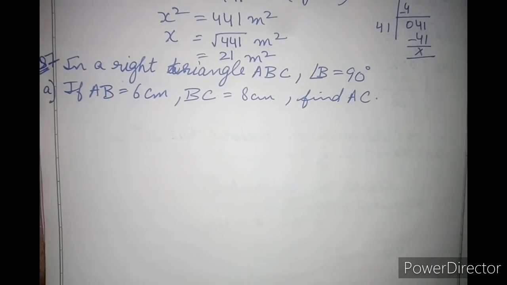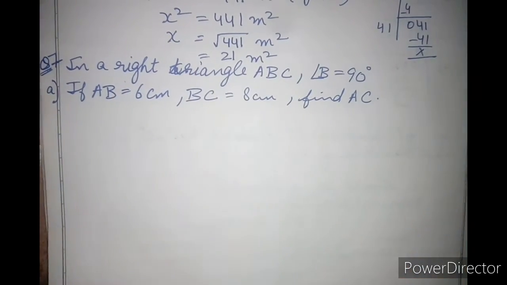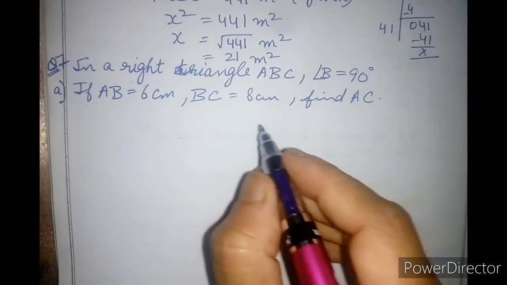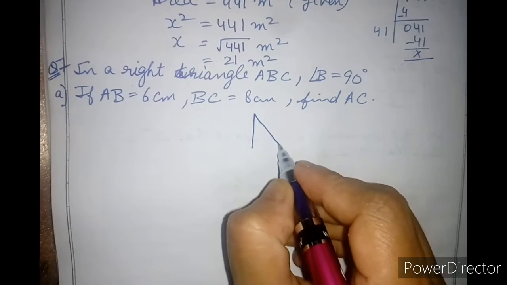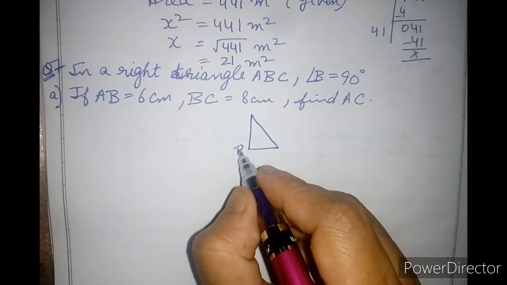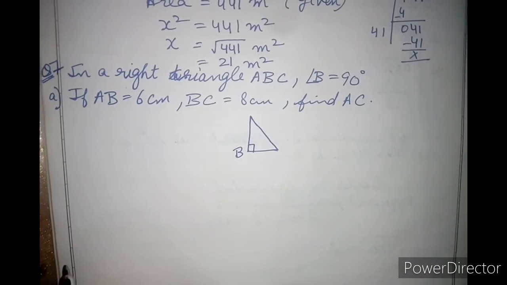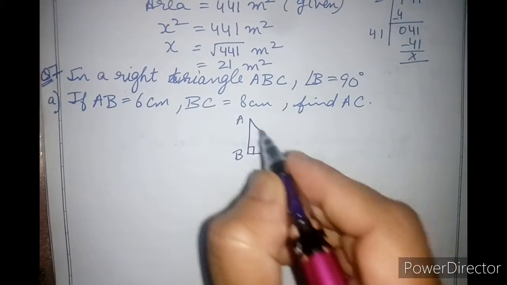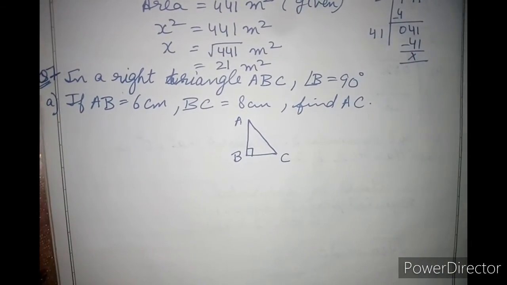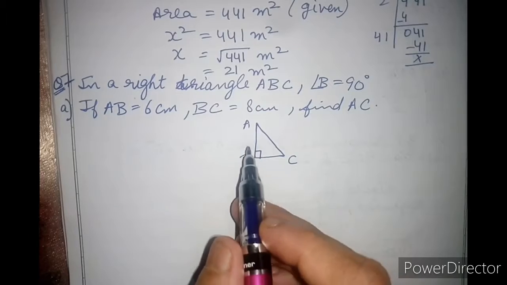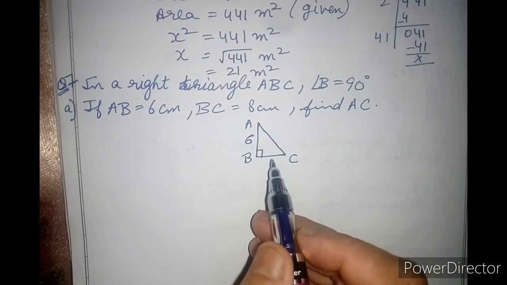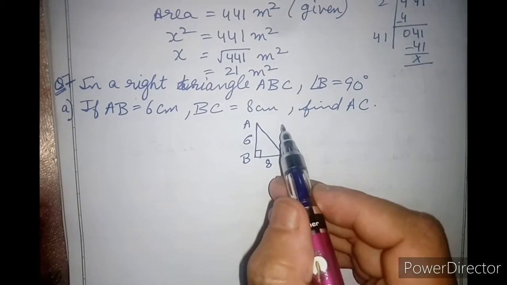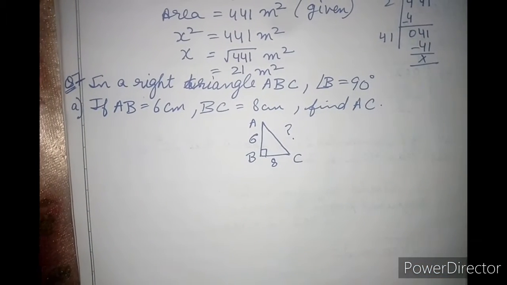Now question number 7. In right triangle ABC, angle B is 90 degree. So first of all draw a triangle. B we want 90 degree. So I place B here, A and C. Now they have given the measurements. AB is 6 and BC is 8. We have to find AC.